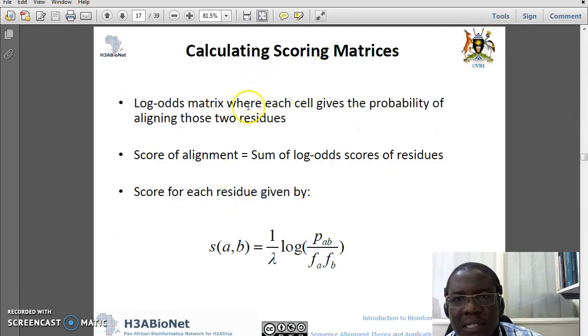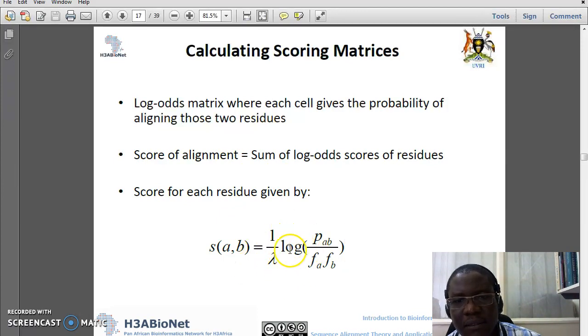So this is a little bit more example on the scoring system. So we said you use a log odds matrix in the substitution matrix table, where in that table, as we shall see later, you'll see the probability of aligning the two residues that are being compared. Of course, the score of the alignment for the entire sequence will be the sum of your log odds scores for the residues that are involved. For the score of each residue, remember it was an odds score, you have to convert it into a log odds score using this formula.